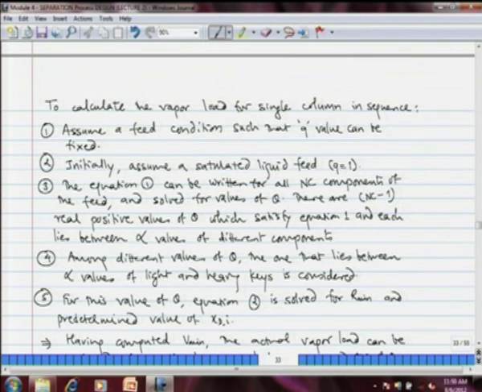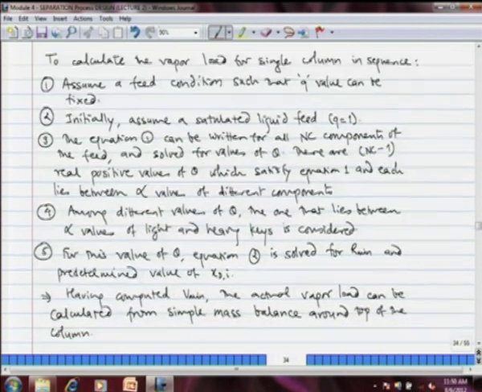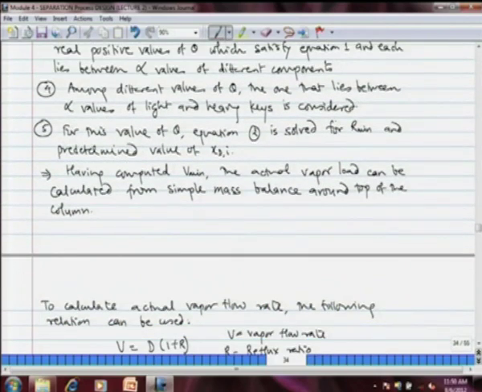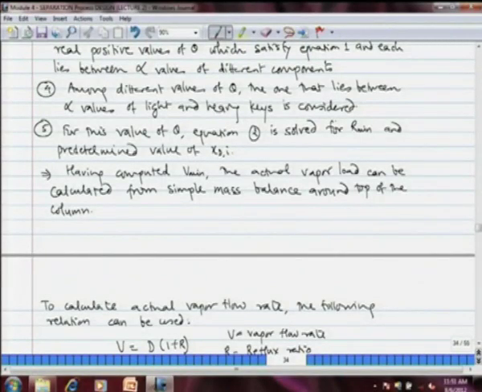Okay. Now, among different values of theta, the one that lies between alpha values of the light and heavy key is considered. Let us say B is our light key element and D is our heavy key element. So, the one that lies between alpha BE and alpha DE should be considered. Now, once you get this value of theta, substitute it in equation 2 and solve it for R minimum, that is the minimum reflux ratio for predetermined values of xDi.